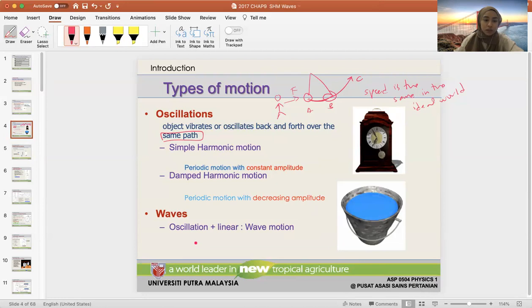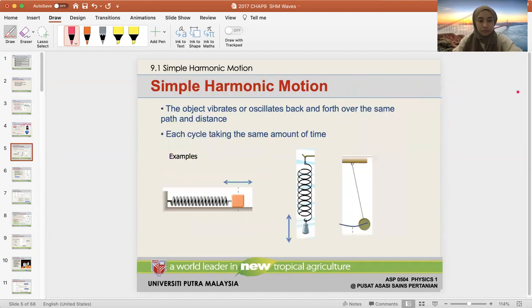And then we have waves. Waves is oscillation plus linear motion. Okay, it oscillates and it also moves forward. So here you can see that it has oscillation, like this. It also moves forward. So that is waves. Because in simple harmonic motion, the object vibrates or oscillates back and forth over the same path and distance, each cycle taking the same amount of time. It has to be repetitive. Repetitive over the same path. That is the condition for simple harmonic motion.